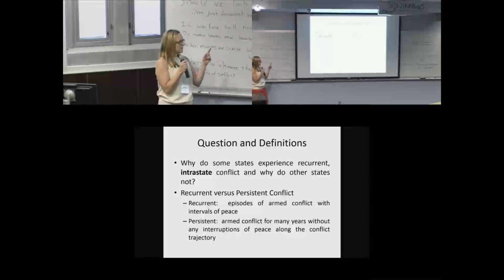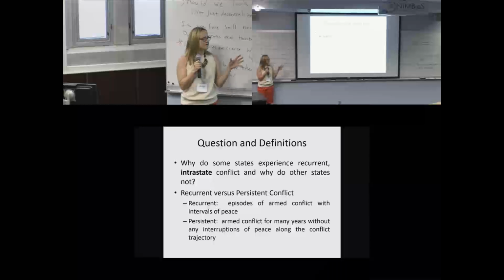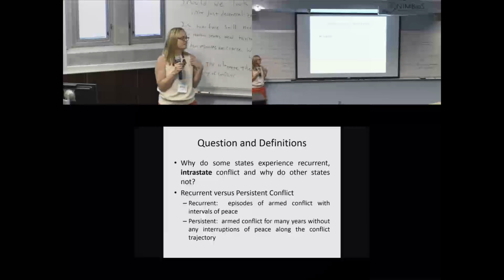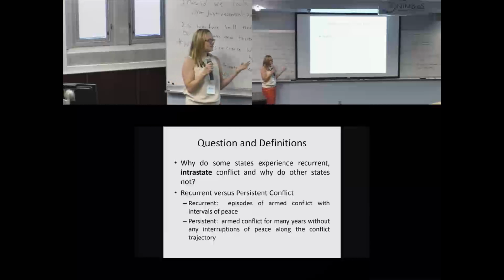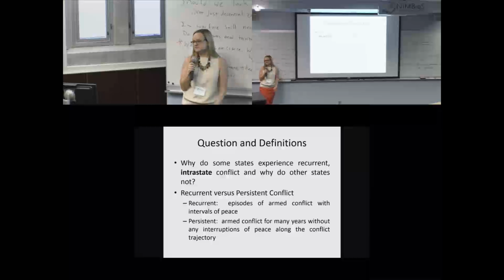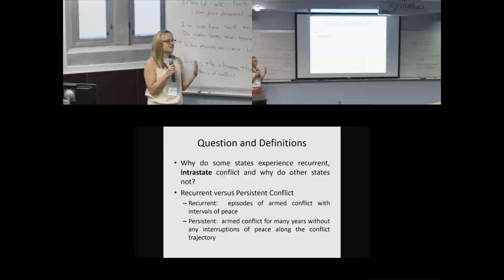Recurrent conflict begins again, and it's called recurrent, not persistent conflict, because the conflict is fighting over the same grievances with the same belligerents or warring parties. In contrast, persistent conflict is many years of conflict without interruptions of peace. These interruptions of peace can be ceasefires, stalemates, peace agreements, things like this.